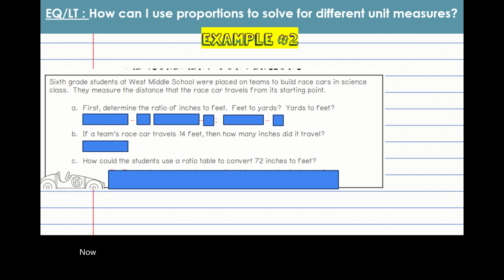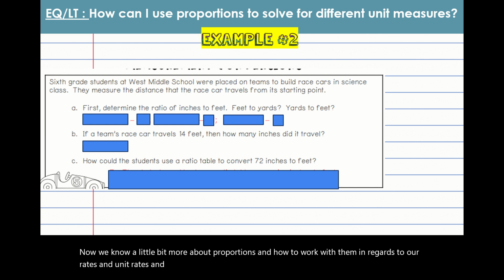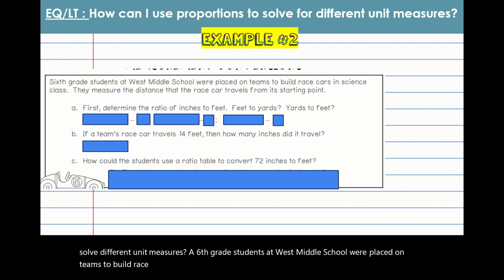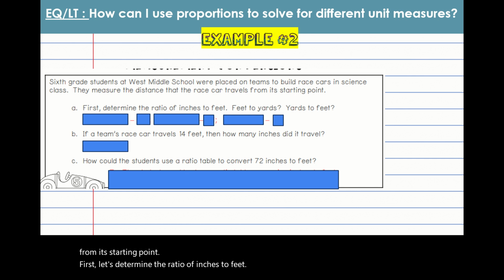Now we know a little bit more about proportions and how to work with them in regards to our rates, unit rates, and ratios. Remember, our learning target is how can I use proportions to solve different unit measures? Sixth grade students at West Middle School are placed on teams to build race cars in science class. They measure the distance that the race car travels from its starting point. First, let's determine the ratio of inches to feet, feet to yards, and yards to feet.